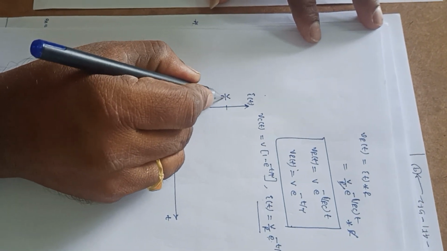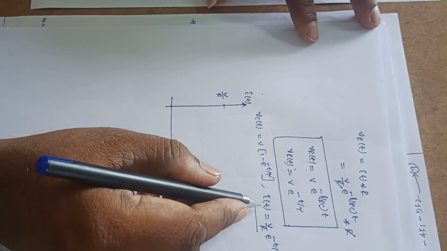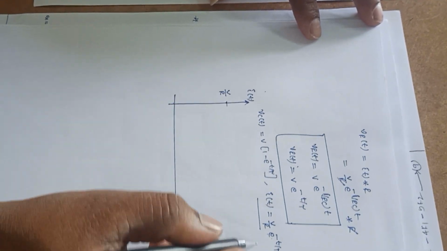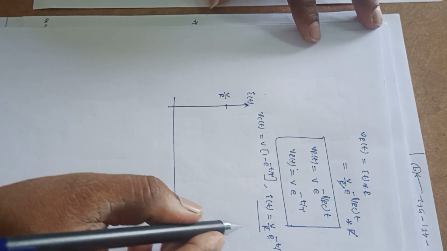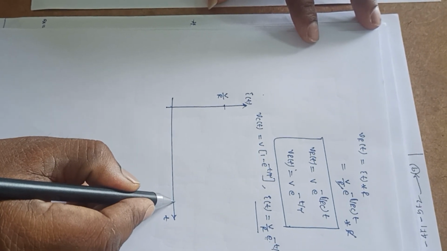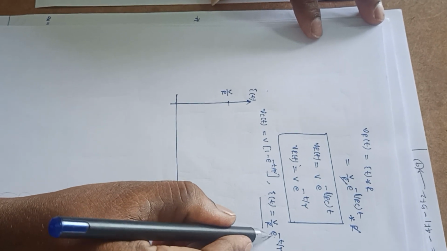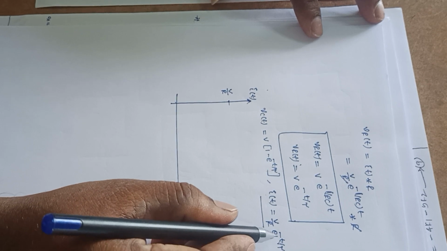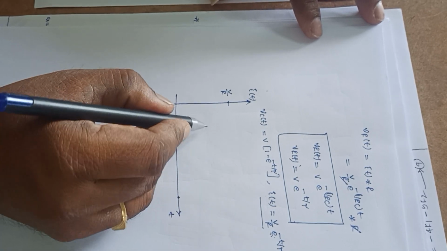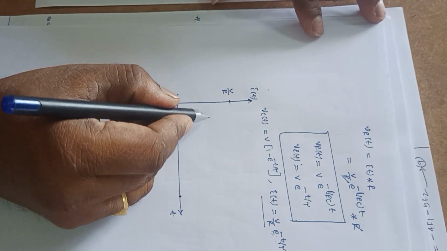So at t equal to 0, I of t, I of 0, is V by R. That means it will start from V by R, and at t equal to infinity, e power minus infinity is 0. So it ends with 0, and at t equal to tau, e power minus 1 is 0.392. So the final value is 0.392 V by R.